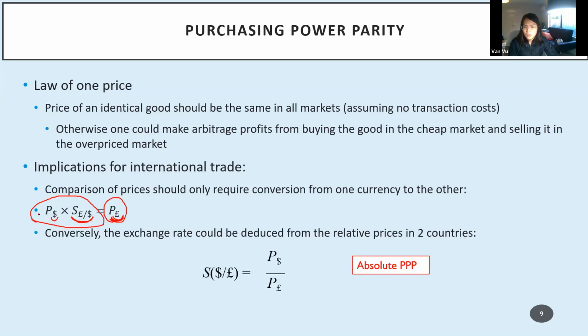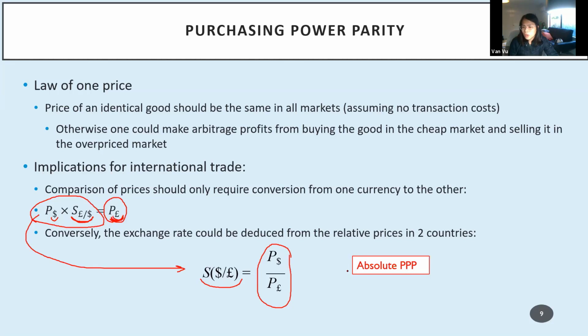So as a result, if I rearrange this equation from the law of one price, with my spot exchange rate on the left and everything else on the right, then according to the purchasing power parity, my exchange rate should be given by the ratio between the prices in two different countries, okay? So in this case, the spot exchange rate between the dollar and the pound is given by the ratio of the price in the US divided by the price in the UK, okay?